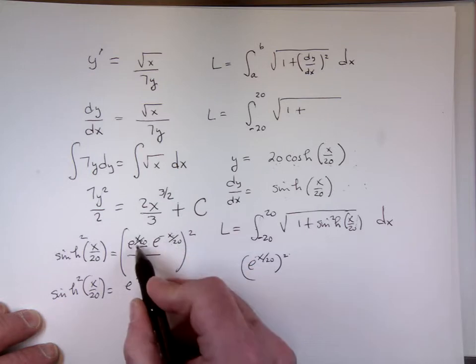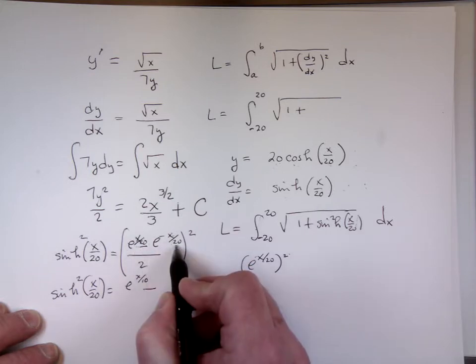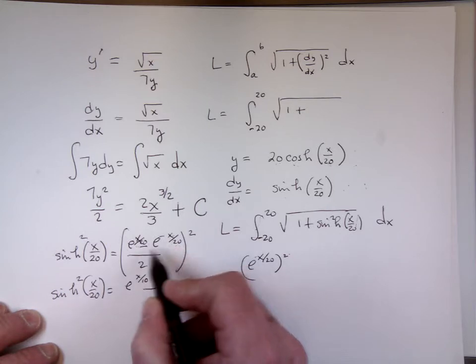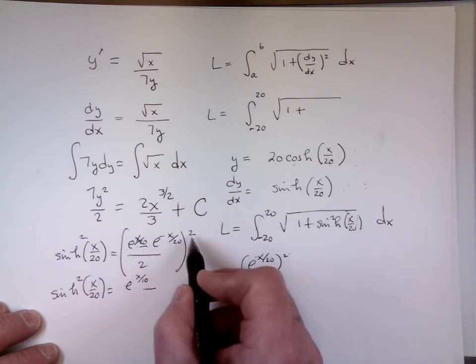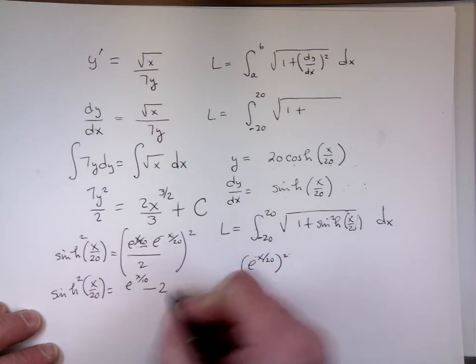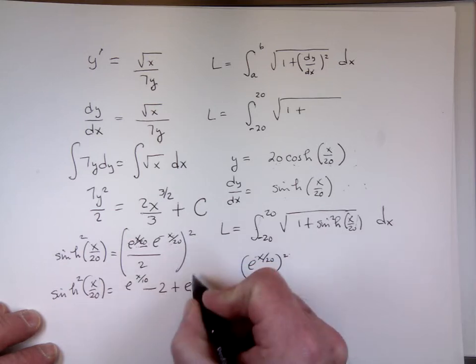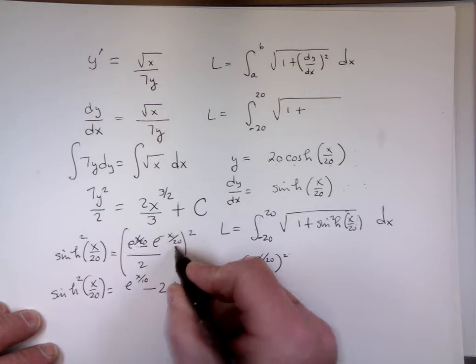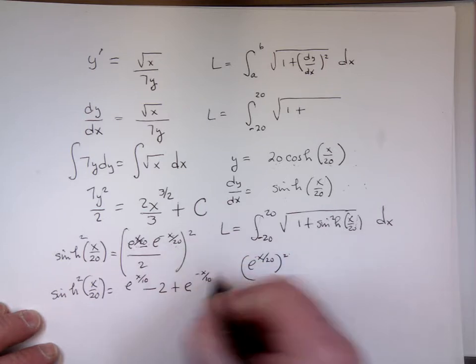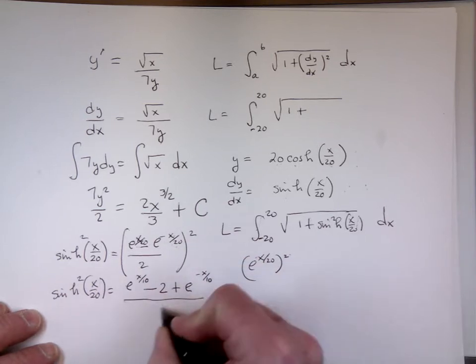Okay, we got a positive and a negative coefficient there. You add them up to get e to the 0, which is 1. And it's going to be a minus, and it's twice the product. So it's minus 2 plus e to the negative x over 10 when you square this. Okay, and it's going to be over 4.